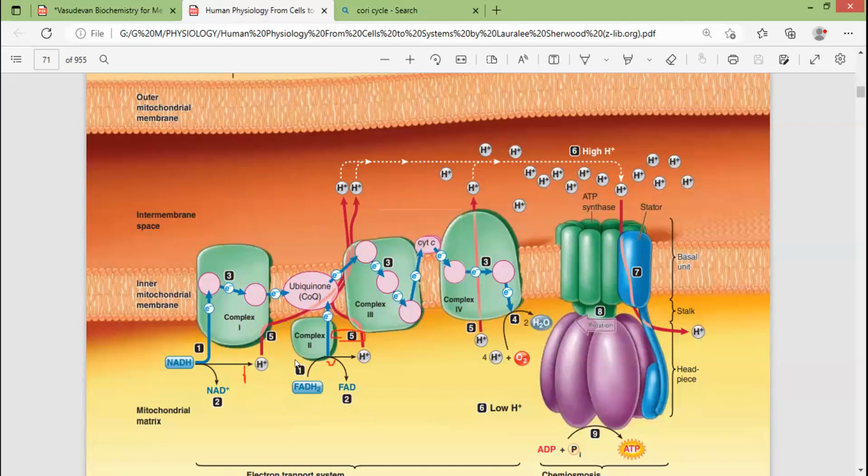Now what we follow is the electrons, the electron transport chain. NADH gave, now they're in complex 1, and also FADH2 gave. Now complex 1 and complex 2 hand their electrons to this ubiquinone.